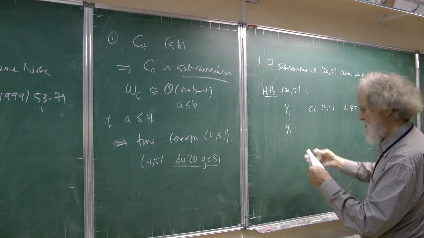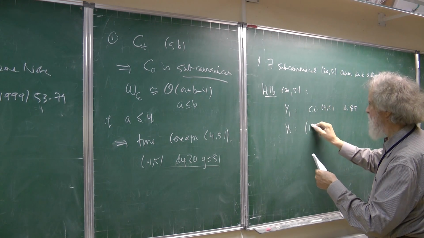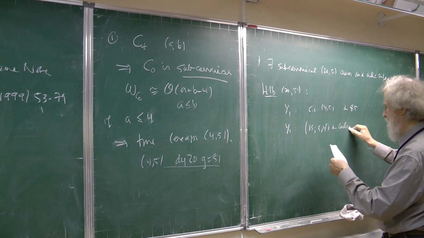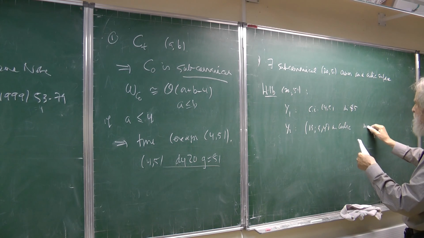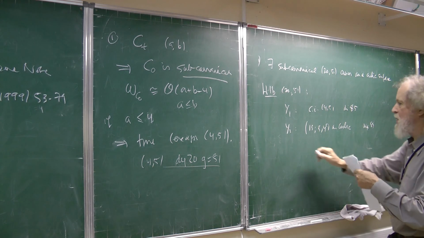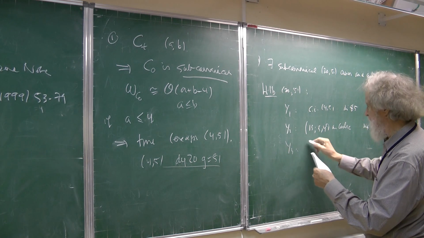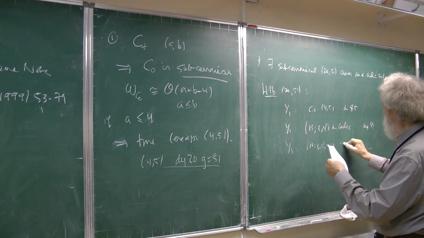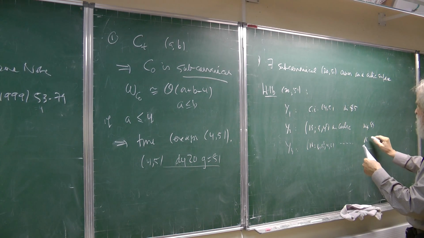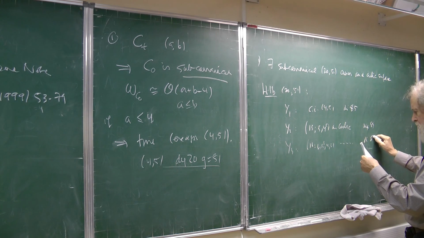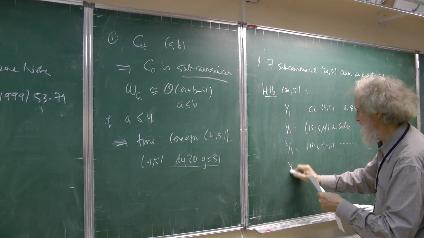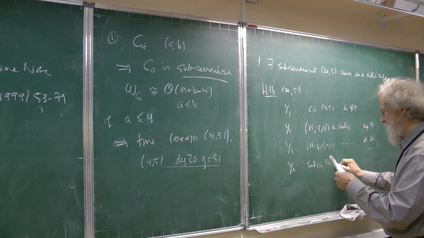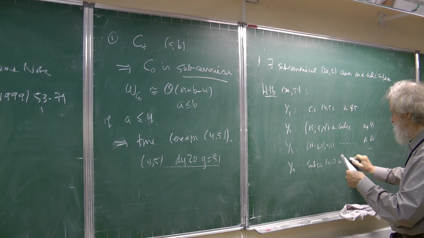And then there's Y2, which is curves of type 4, 5 on a cubic surface, and this has dimension 89. And Y3, I'll explain this in a minute, 16, 6, 5, 3, 4, 3. This has dimension 86. And then Y4 is subcanonical 4 or 5 curves on a ruled cubic surface.